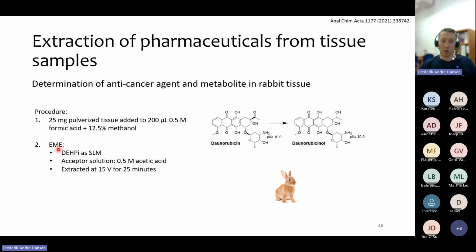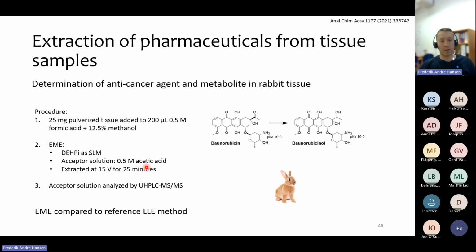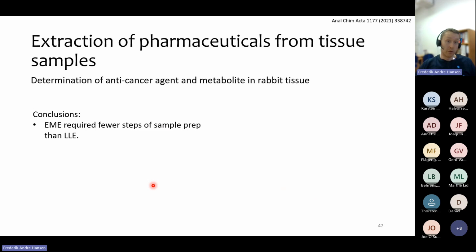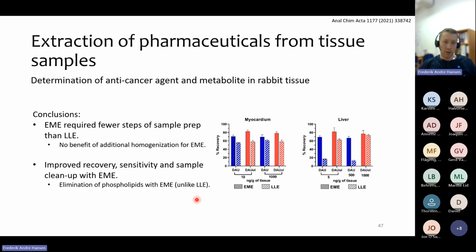Then they used another solvent I have not mentioned, called DEHPi. They used 0.5 molar acetic acid as the acceptor, extracted for 15 minutes at 15 volts for 25 minutes, and took the acceptor solution after this and analyzed by a fairly fast UHPLC-MS method. And then they compared EME to the performance of their reference LLE methods. The conclusion of this comparison was, of course, that EME required fewer steps, which is nice, but they also saw no additional benefit of homogenizing the tissue before EME, so they got the same result with or without homogenization. And compared to LLE again, they saw improved recovery, sensitivity, and sample cleanup with EME.